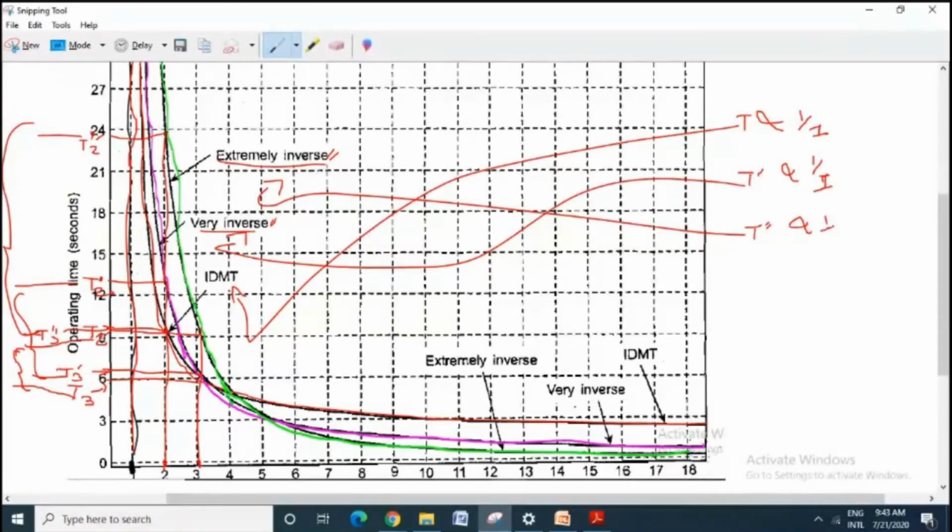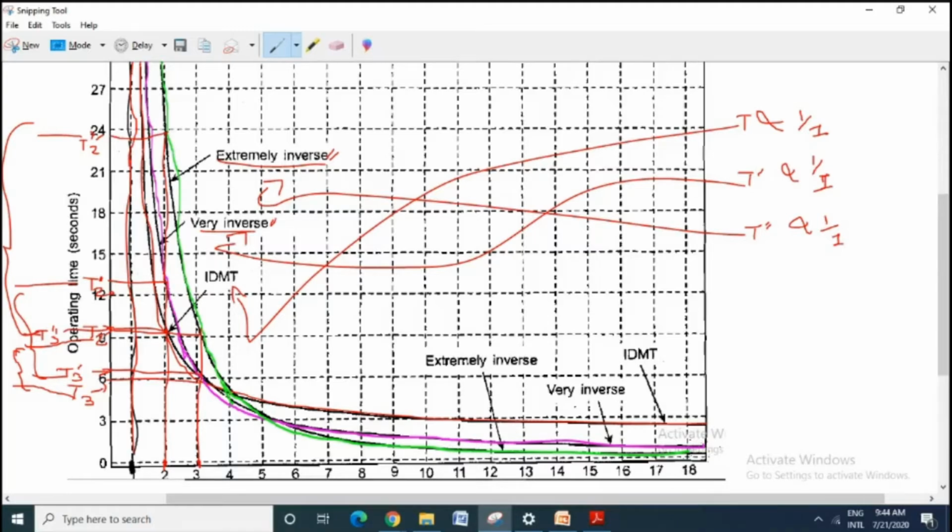And T2 double dash is much larger compared to both of these, inversely proportional. So as the amount of current increased from the value 2 to 3, the amount of change in time, the difference between the times for 2 and 3, T is getting the least amount of difference, T dash is getting somewhat a middle amount of difference, and T double dash is getting the highest amount of difference between these two times. I mean T2 double dash and T3 double dash, right?